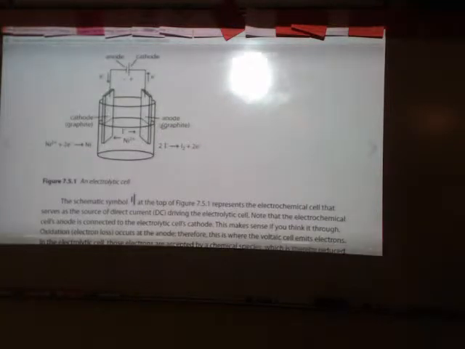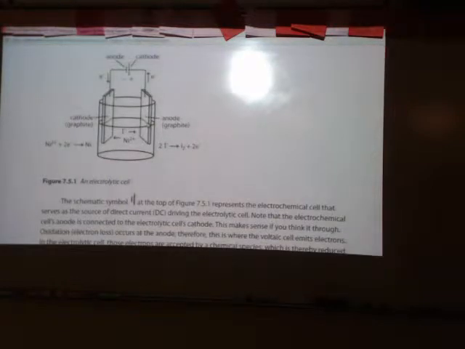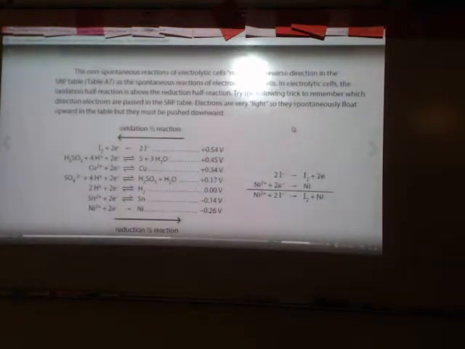Electrolytic cells perform the reverse energy transformation. That means we are going to be forcing electrons onto something else. So when we look at the SRP table, it's going to be a little bit different than what you're used to. In electrolytic cells, the oxidation half-reaction is above the reduction half-reaction. So this right here is something that you should highlight or star. In electrolytic cells, the oxidation half-reaction is above the reduction half-reaction.